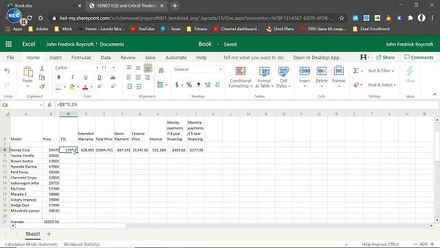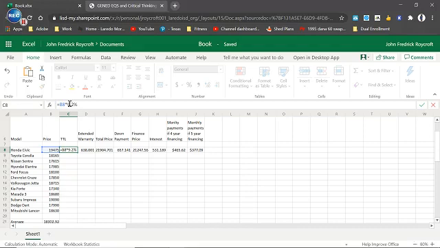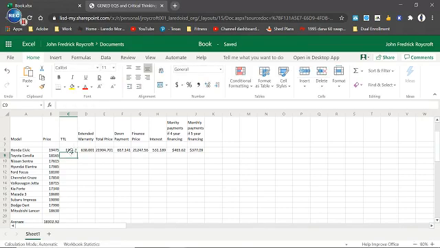So basically, I went over this formula. It was the price times 9.2%. So it equals B8 times 9.2%. Hit enter, and we get our tax title and license there, okay?